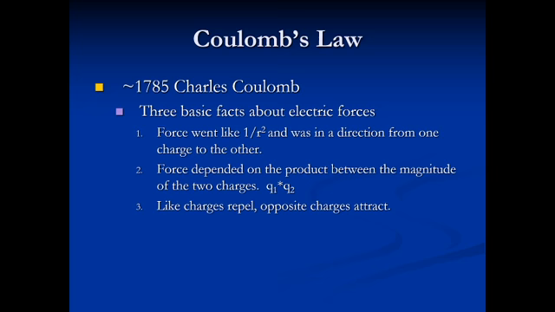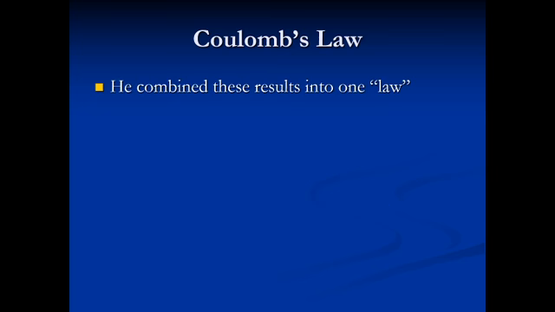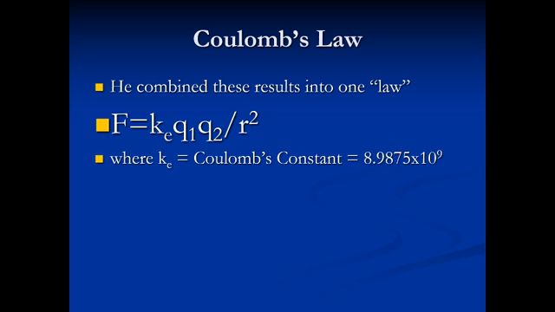And so Coulomb combined these into three basic ideas, his law of electric force. And it's the idea that there's this constant times the product of the two charges divided by the distance between them squared. And that Coulomb's constant is 8.9875 times 10 to the ninth. We'll usually just use 9 times 10 to the ninth. And then we talked about it in class, but see if you can figure out what the units of that should be just by looking at the equation.